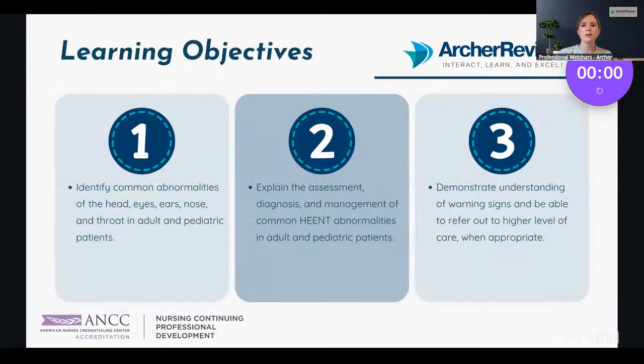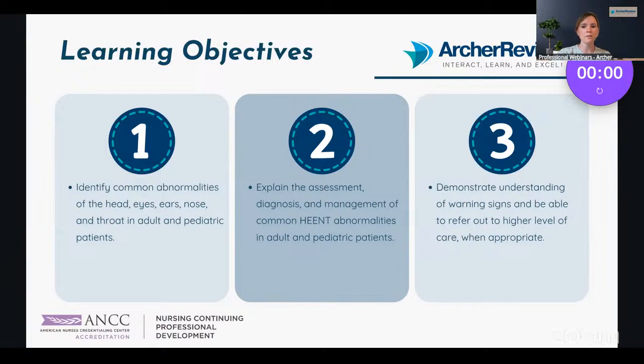So let's quickly go over our learning objectives for today. Like I said before, I really want you to take away something from this lecture that will help you in your clinical practice. So today we'll learn more about some of those common abnormalities that we'll see with the head, eyes, ears, nose, and throat in both the adult and the pediatric patients. We will go through how to assess, diagnose, and manage these conditions. And we'll really try to dive in on the application piece.